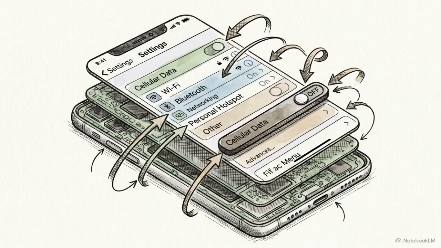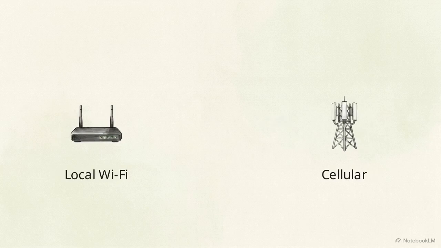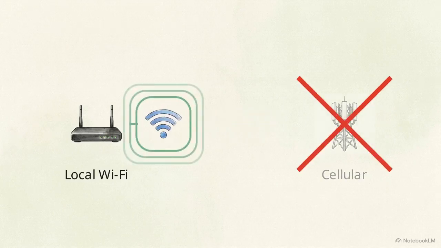Next, go to your Android settings and turn off your cellular data. If your phone has a setting called Smart Network Switch, disable that as well. Android phones often automatically disconnect from Wi-Fi networks that don't have internet access. If your phone drops the Wi-Fi to search for a cell signal, it will terminate the transfer.